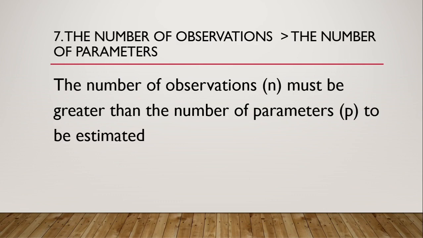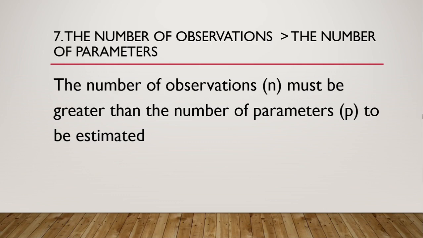This is the next assumption, that is, the number of observations must be greater than the number of parameters. Usually we use the letter n to represent the number of observations, and it must be greater than the number of parameters. Usually k is used to denote the number of parameters. Here it is written as P, but you have to read it as k, the number of parameters.